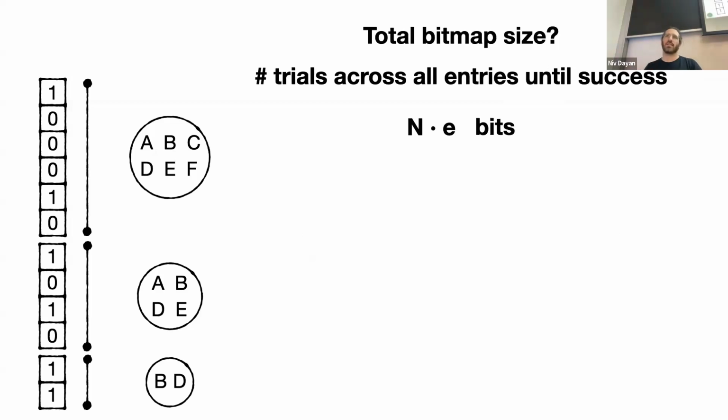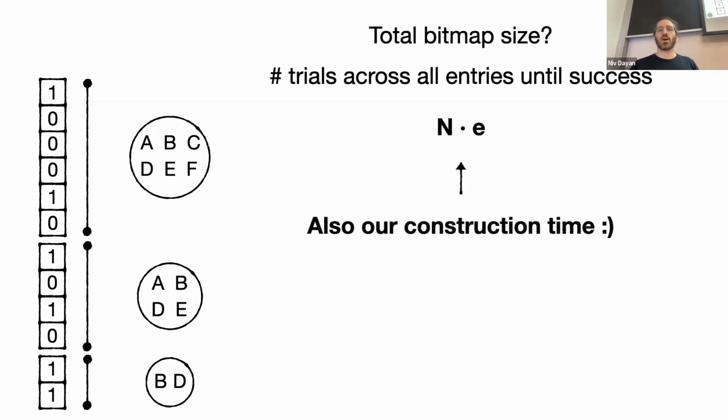We could in fact be worse off than that. Yeah, you could be worse, but you're probably worse by a bounded amount with high probability. I don't think you're going to be much worse. That's true. Note that this is also our construction time, because this reflects the number of times that you've tried to hash each entry. That's what we want to measure here. So now we have the size and construction time analyzed.